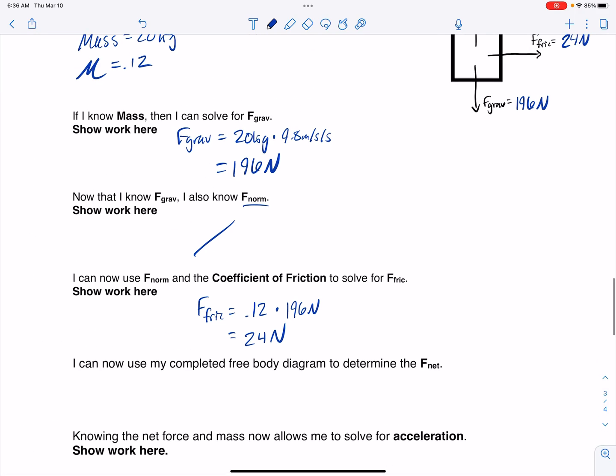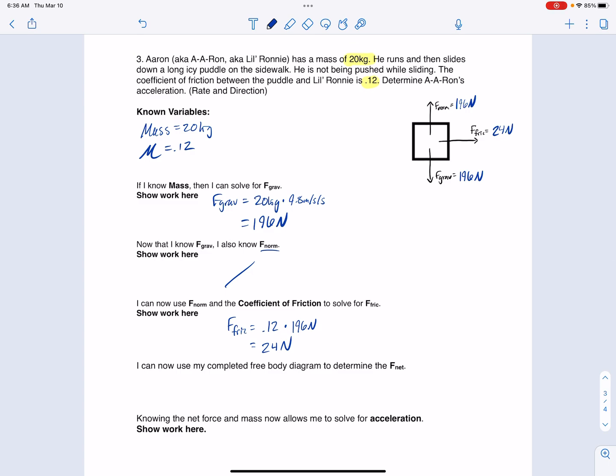So now we know all our forces. It says I can now use my completed free body diagram to determine the net force. First thing I do is look vertically, up and down. I see 196 up, 196 down. Those cancel each other out. Now let's check left and right. I see 24 newtons to the right and no force to the left. We've got an unbalanced force, and in this case, the math is easy. The only force is those 24 newtons to the right. So our net force, F net, is equal to 24 newtons to the right.